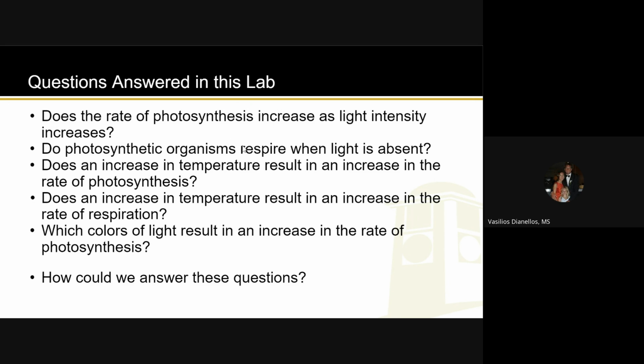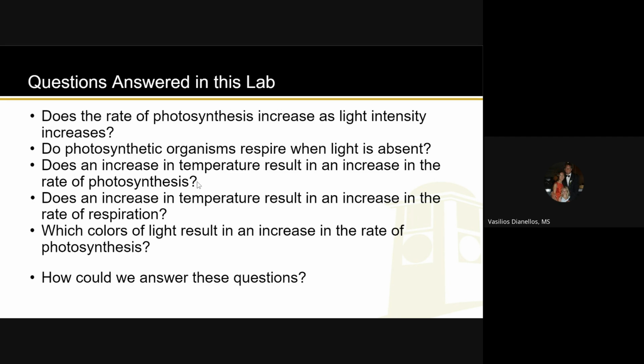So this one's not about photosynthesis. This one's about respiration. So the question is, do photosynthetic organisms, specifically algae in this case, and I'll explain that later, do they do respiration when they're in the dark? That's what that's asking. Third question, does an increase in temperature result in an increase in the rate of photosynthesis?